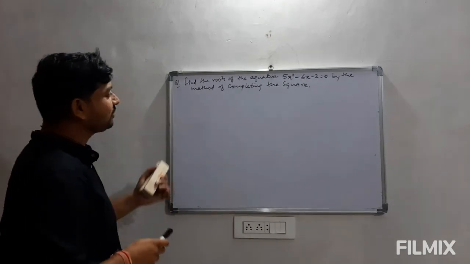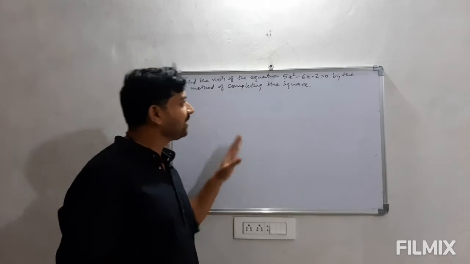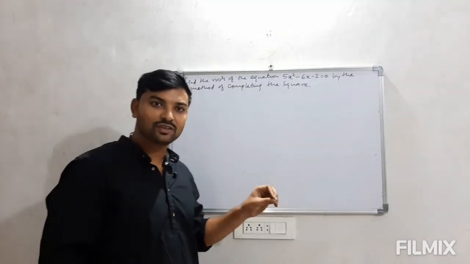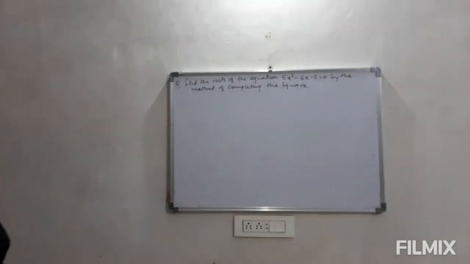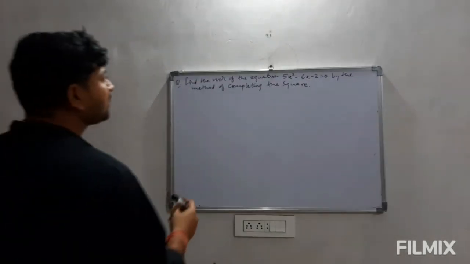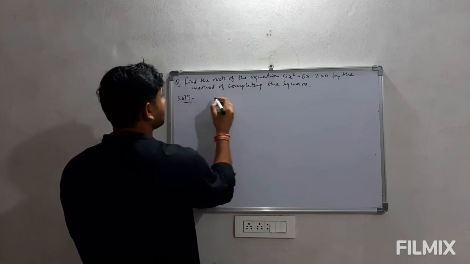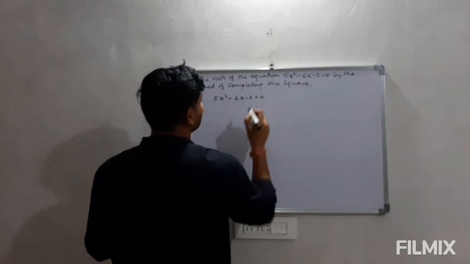So here we will be using this method to find the roots. Previously I explained using the standard form of the quadratic equation. Now we will take this question and find the final answers. The equation here is 5x square minus 6x minus 2 is equals to 0.